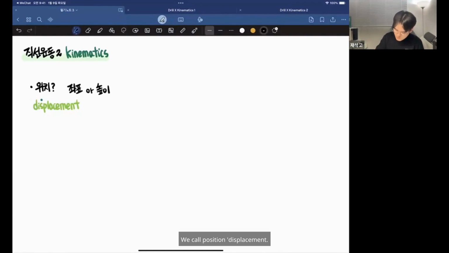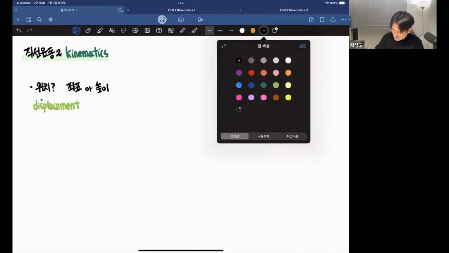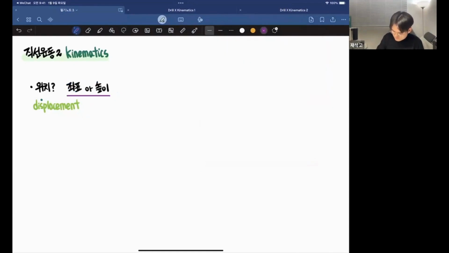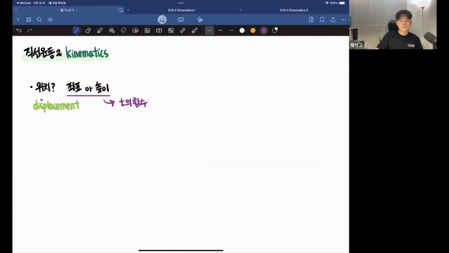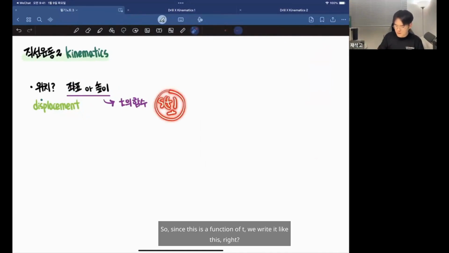We call position displacement. Position can be either coordinates or height. We're going to create a function with this. The function created at that time is a function of t, a function concerning t. We write the position function as s(t). So, since this is a function of t, we write it like this, right?